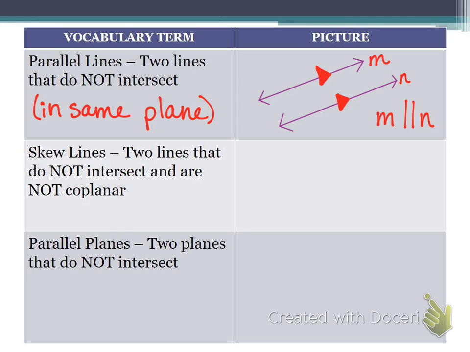Skew is a little bit less exciting. Not a lot of symbols for that. Skew lines do not intersect and are not coplanar. This is a little hard to represent 2-dimensionally, so I'll do my best. Remember back in middle school, did you ever make those like boxes? Anybody? Just me? Some people did.